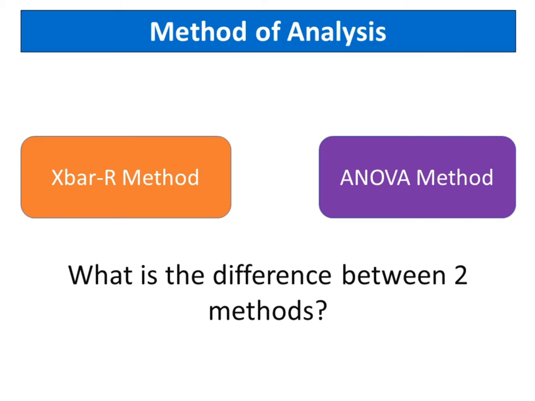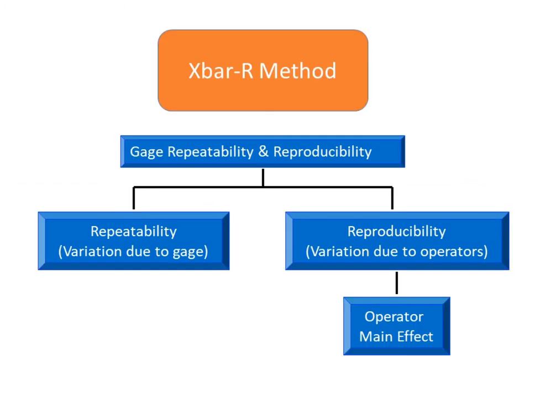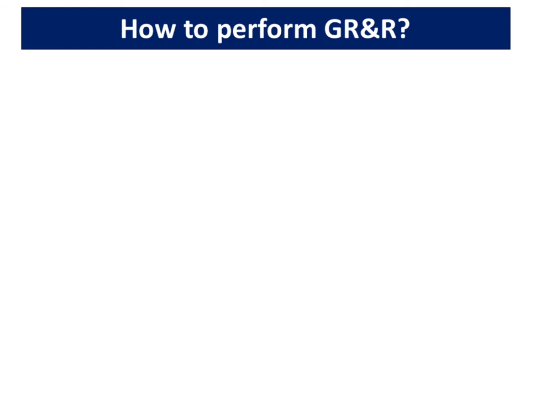What is the difference between the two methods? The ANOVA method provides an additional test for the interaction between the operators and the parts, other than the operator main effect. However, the X-bar-R method, or average and range method, has no interaction study between the operators and the parts. How to perform GR&R.